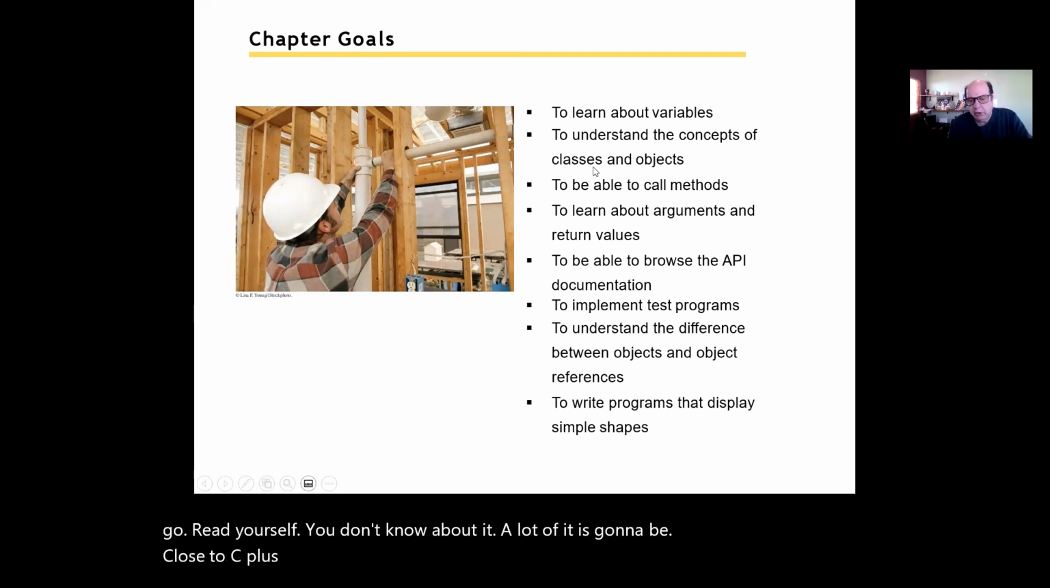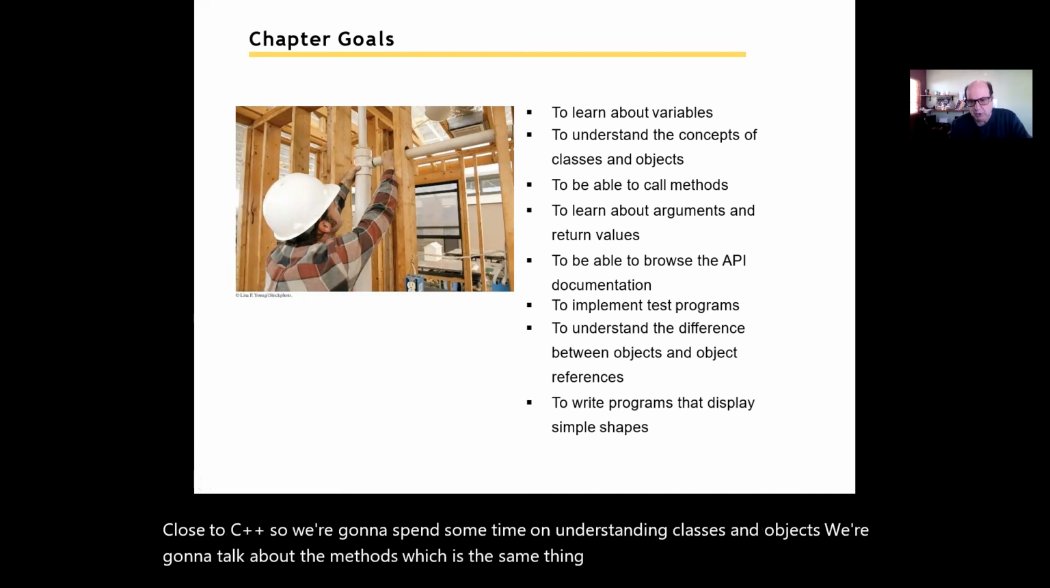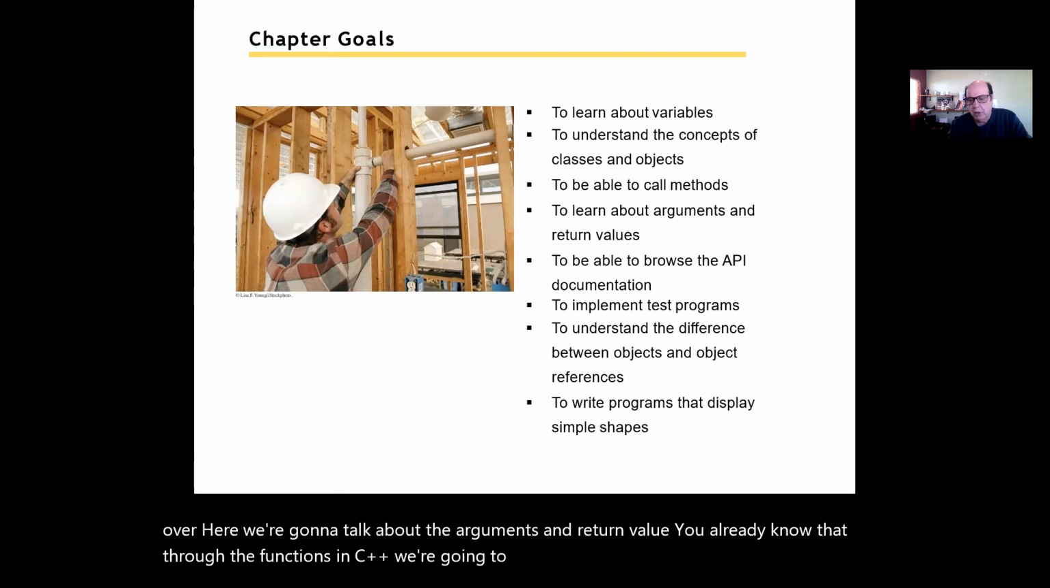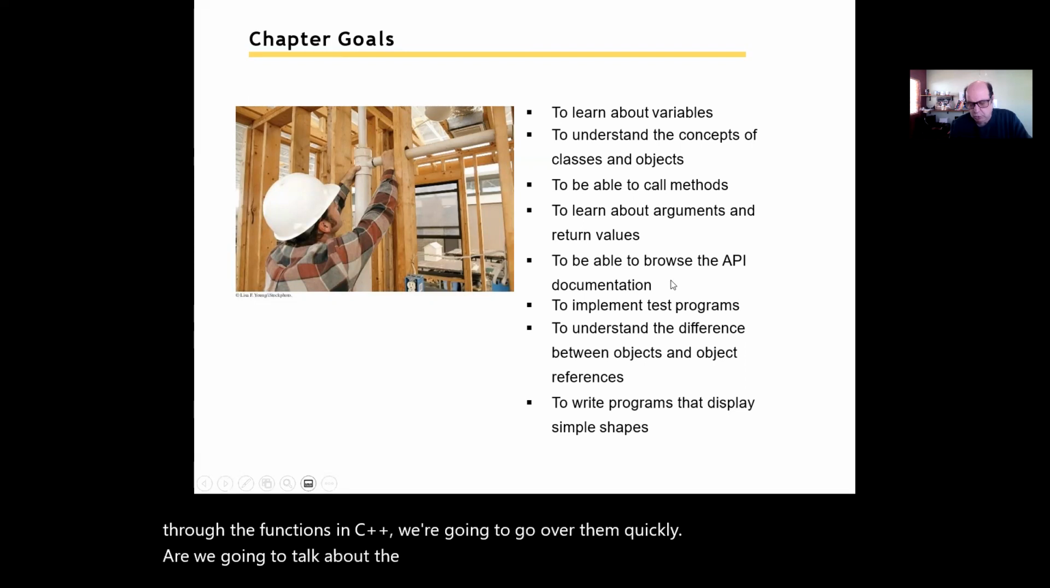So we're going to spend some time on understanding classes and objects. We're going to talk about the methods, which is the same thing as functions in C++. We call it method over here. We're going to talk about the arguments and return value. You already know that through the functions in C++, so we're going to go over them quickly. We're going to talk about the API documentation, how to look up things, to find things.